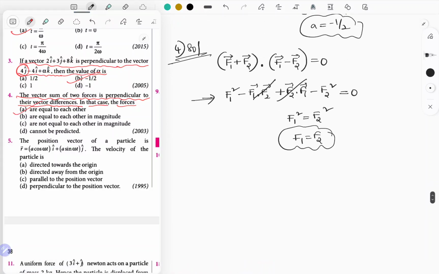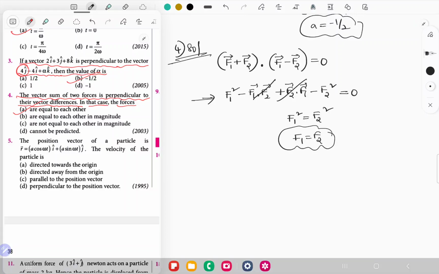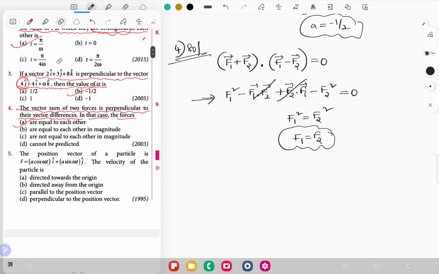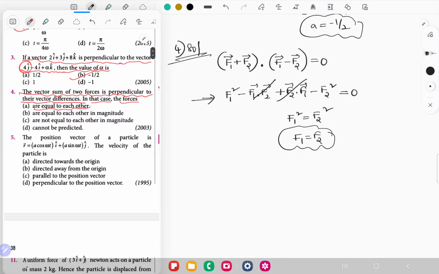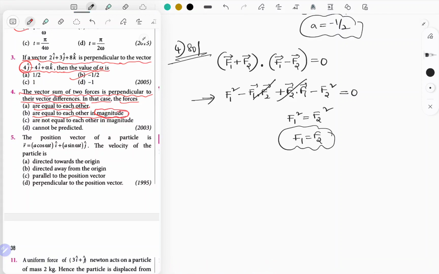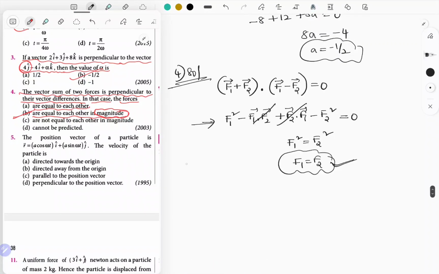Which option? Option A matches. Hold on, first of all, let me really read out that option. They are equal to each other in magnitude. This is important. I wrote here the magnitude of those two vectors. In magnitude, they are equal. Well, we have to check. Equal to each other, we can write as F1 bar is equal to F2 bar also. That is completely wrong. So magnitude wise, they are equal.